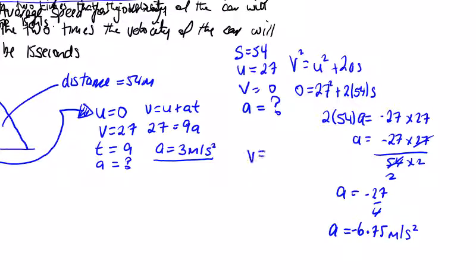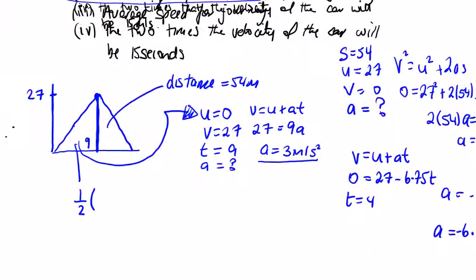So let me apply v = u + at to get the time of the right-hand triangle for the deceleration. 0 = 27 - 6.75t, and 4 of them is a. So 4 of them is t, so t = 4. Now I have my 9 and my 4, so the base is 13 and the perpendicular height is 27, and that'll give me my total distance.